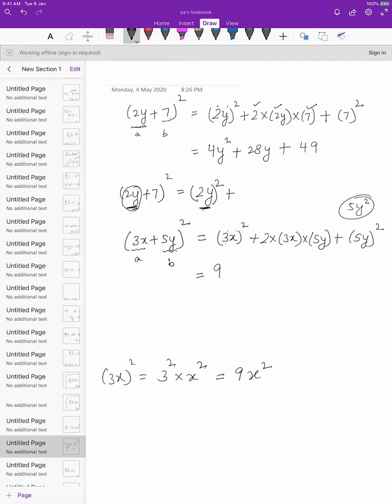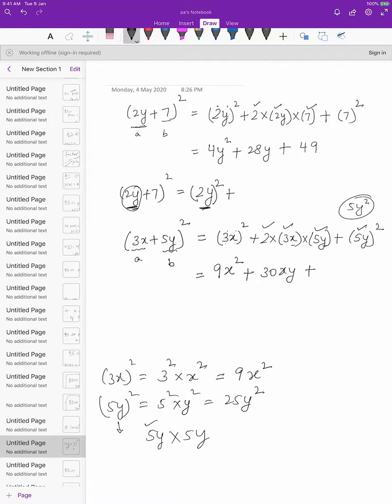Now without the bracket, if I want to write, I will write it as 9x square plus 2 into 3, 6, 6 into 5 is 30, and then x into y. So 30xy plus 5y square. 5y whole square can be opened out as 5 square into y square, which will give you 25y square. Or another way of opening this can also be like 5y into 5y. 5y into 5y will give you 25y square. So I hope you all understand how to multiply these numbers.